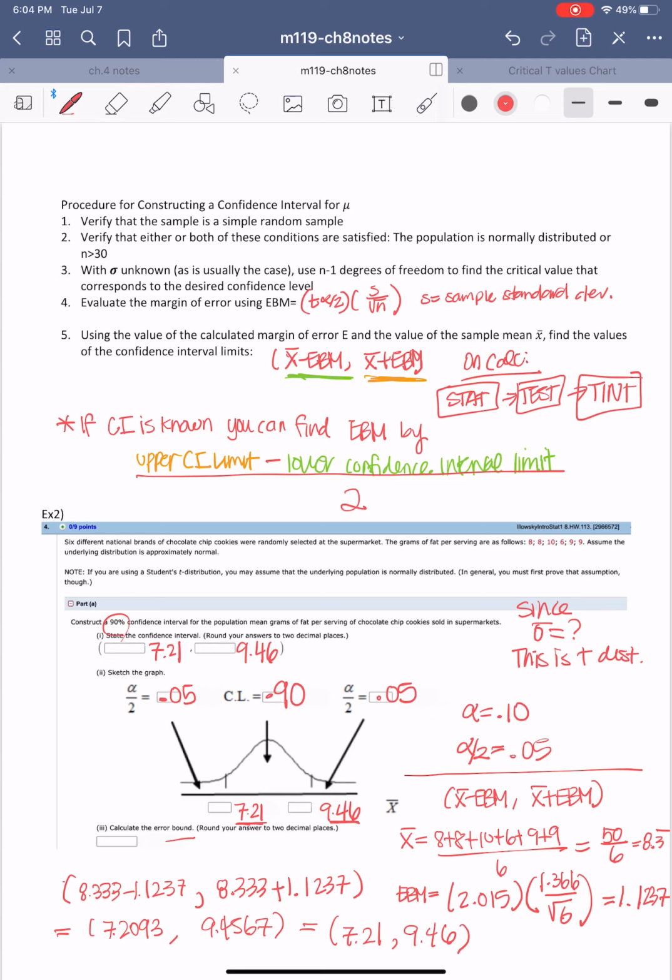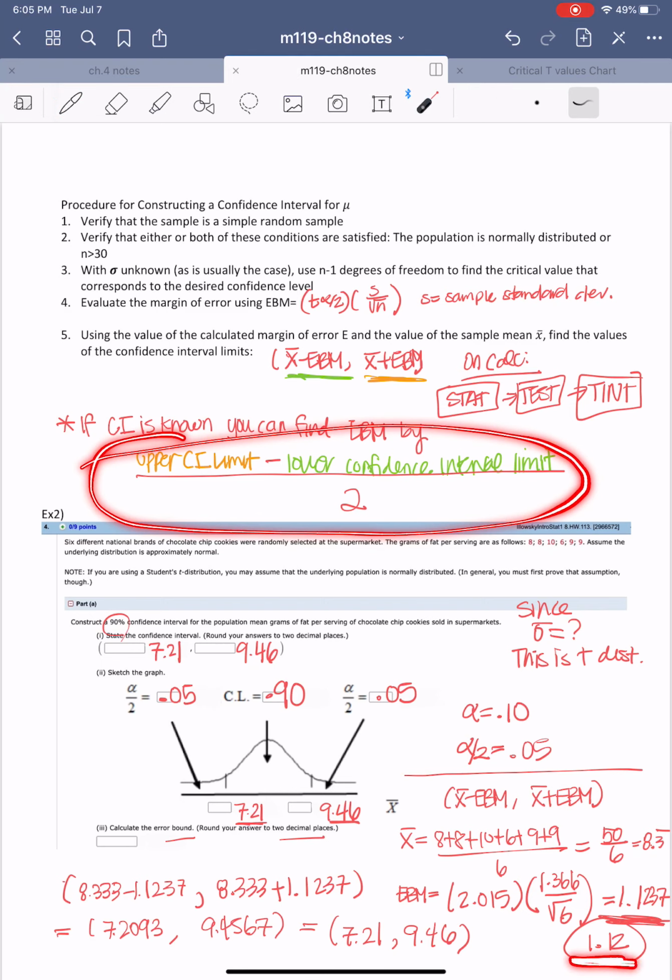So there you go. So either way, if you do not have a T int or inverse T, do not panic. You have to use the formula. Unfortunately, you have to use the formula, okay? Now, error bound, we actually did it by hand. It's here, 1.1237. Rounding to the 2 decimal place, it should be 1.12. Well, but I showed you that if you know the confidence interval, you can do upper minus lower divided by 2. So let's check if we do get 1.12 using this formula too.